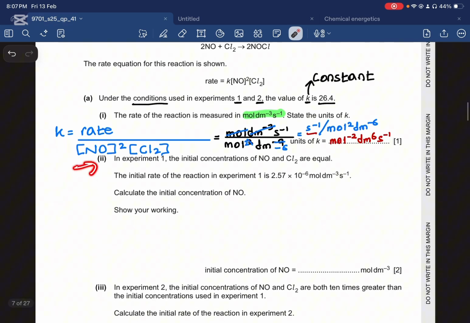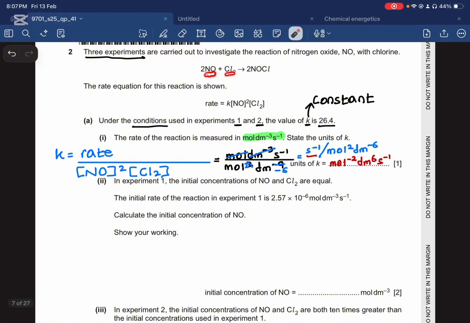Right. Question number 2. In experiment number 1, the initial concentrations of NO and Cl2 are equal. The initial rate of the reaction in experiment 1 is this. So when you mixed some concentration, they haven't given us what, but they told us that these two are equal. So when you mix equal concentrations of NO and Cl2 and you react them together, the initial rate, the starting rate of the reaction in experiment 1 is this. Calculate the initial concentration of NO. Show your work. So we're going to use the same thing.